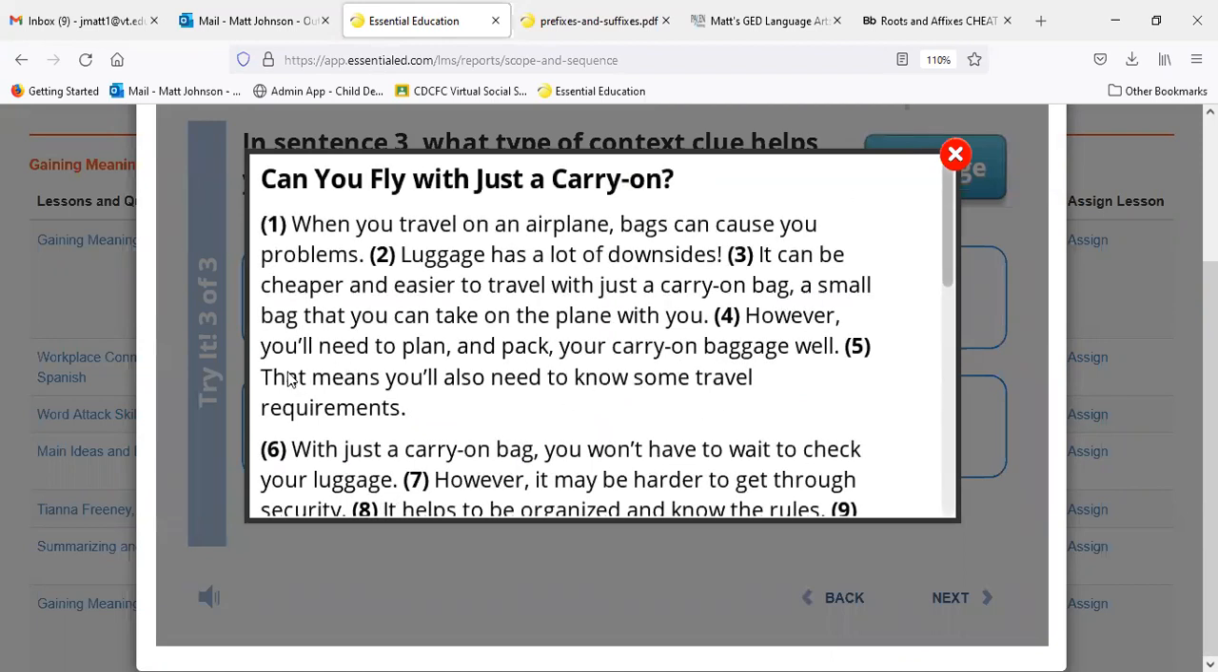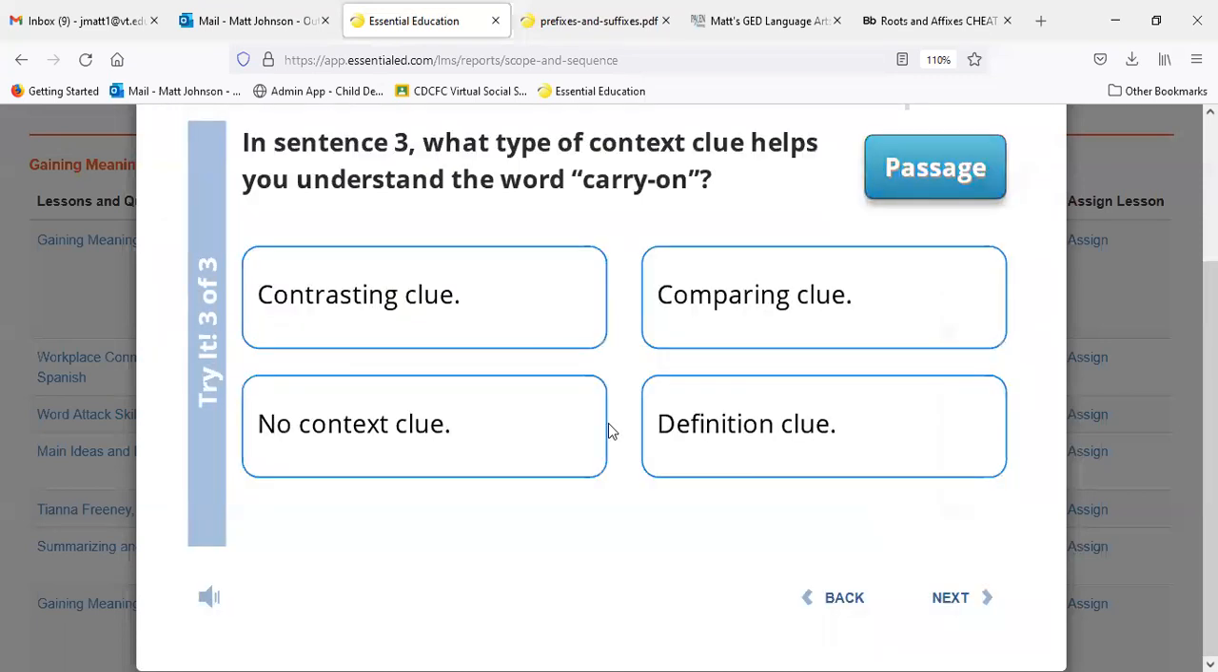In sentence 4, it says, however, you'll need to plan and pack your carry-on baggage as well. That means you'll also need to know some travel requirements beforehand. It can be cheaper and easier to travel with just a carry-on bag, a small bag that you can take on the plane with you. So I'll just throw that out to all of you. What type of context clue are they offering us here? Is that a contrasting clue? Is it a comparing clue? No context at all, or is it a definition clue? Anybody have an answer for that?